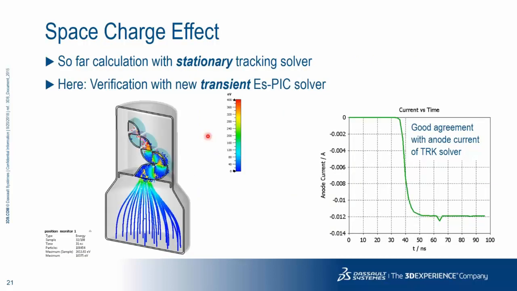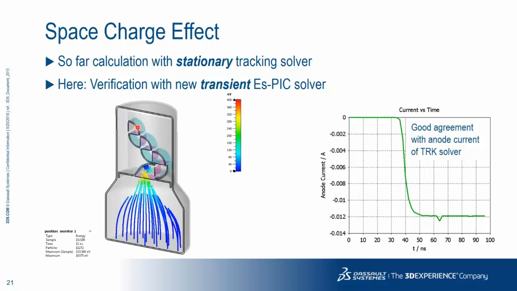Of course, you could question the simulation and the solver, but we can also verify that. In order to do so, I've used a new solver, which is especially for space charge problems. It is a transient solver, a so-called transient electrostatic particle tracing solver. So far we've calculated with a stationary tracking solver, and here we go for the transient ES-PIC solver. The first thing you can notice is that our trajectory now shows a time dependence, because it steps through the particle movement and evaluates where the particles are going to end up.